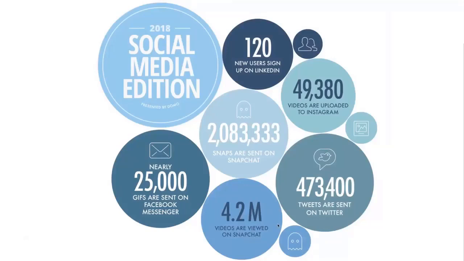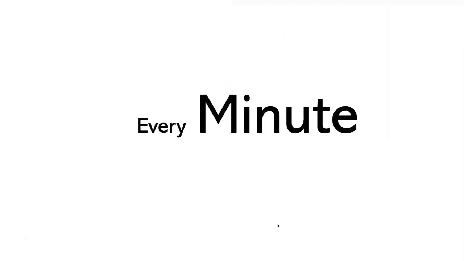Why are those numbers important? These numbers represent that everyone who has a smartphone or a computer is on the internet, sending and receiving information, not just from web servers, but from other people on the internet. The interesting part is that those numbers are per minute. Every minute, 4.2 million videos are seen on Snapchat. Every minute, 25,000 GIFs are sent on Facebook. So there is a lot of data, a lot of information that we are using and dealing with on the internet right now.